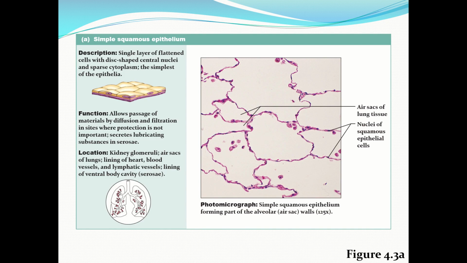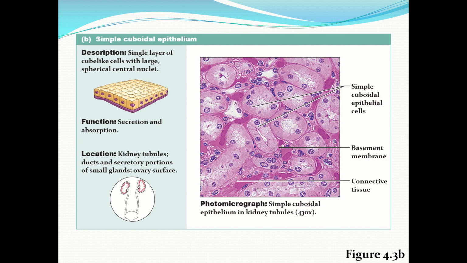The first picture shows simple squamous epithelium. So this will be one layer of flattened cells. This picture shows simple cuboidal epithelium. So it is one layer of cube-shaped cells.